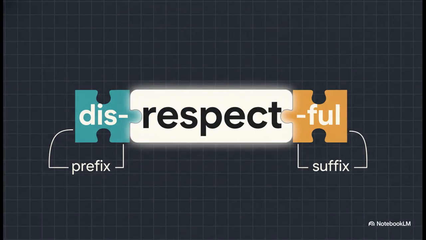And this is where it gets really fun and flexible. You're not limited to just one of these things. Just look at a word like disrespectful. It's built with both a prefix, dis, at the front and a suffix, full, at the end, all wrapped around that root word respect.